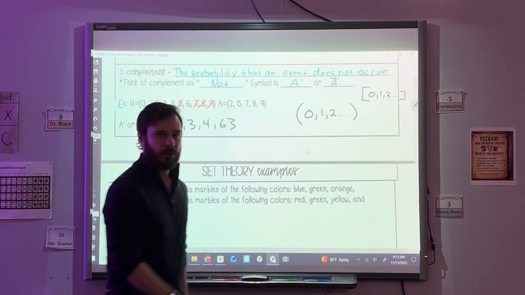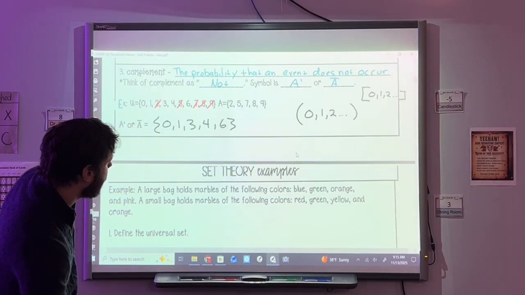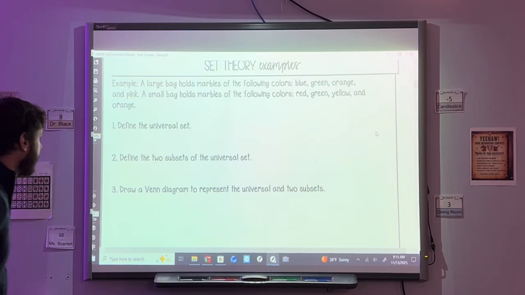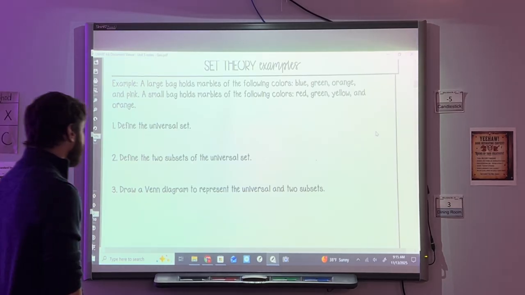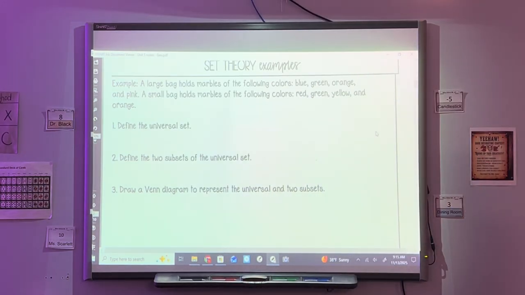I'm gonna use the squiggles. You feel free to choose your own bracket adventure. It's an exciting thing. Okay, so here's an example. Got a large bag of marbles. A lot of different colors in there: blue, green, orange, and pink. A small bag holds some marbles that have different colors: red, green, yellow, and orange.